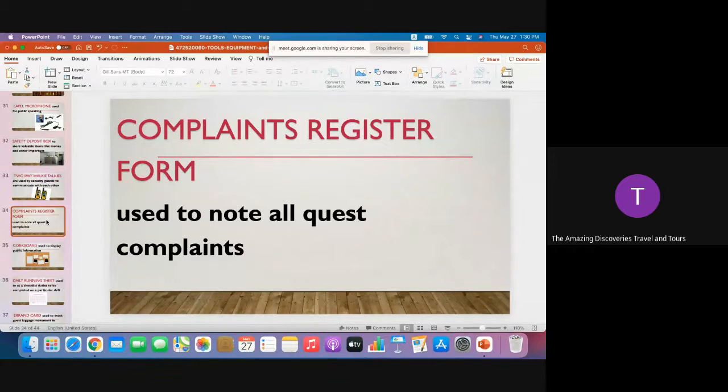Okay? Complaints register form. Usually, guys, the complaint register form, and even suggestions and appreciation, sometimes are already placed in your room. You drop it in the drop box after you check out so the hotel can read it. In case you have a complaint that requires immediate attention, you go to the front desk and inform them so the front office manager can attend to it right away.